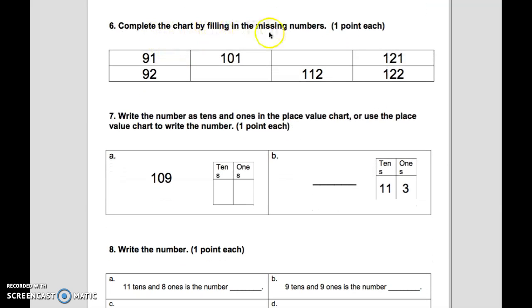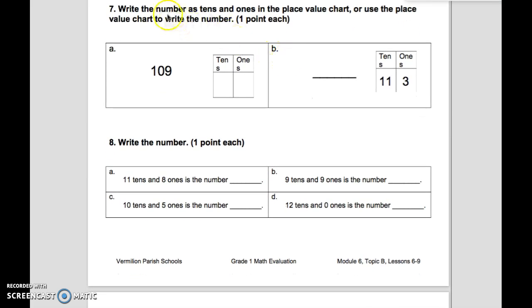Number 6, complete the chart by filling in the missing numbers. Look at the number sequences here. 91, 92, 101, blank, 112, 121, 122. So fill in what numbers should be here.